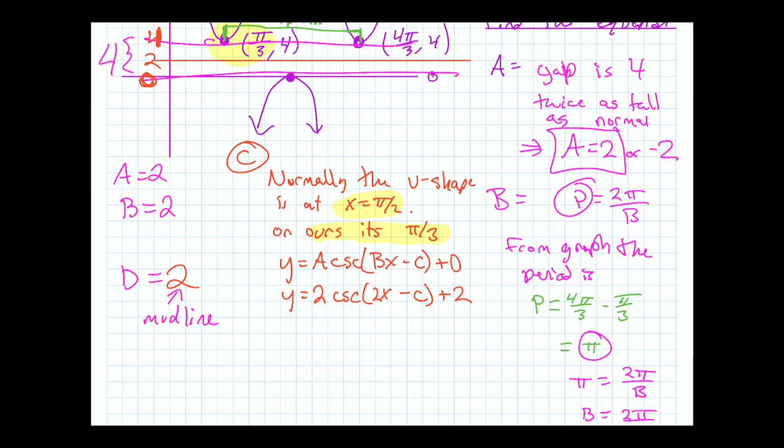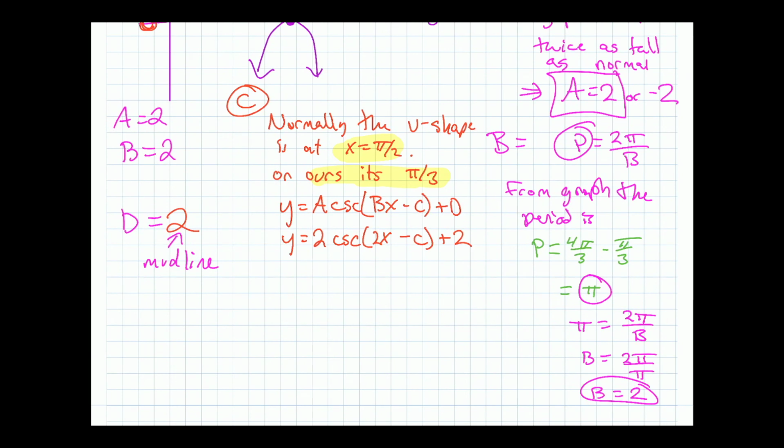So what you do is you combine that information and you say, right here, when x is pi over 3, in our graph, it's pi over 3. What I circled, the 2x minus c, should be pi over 2. And that's the way you adjust it so that when you plug in a pi over 3 into ours, it's like plugging a pi over 2 into the original.